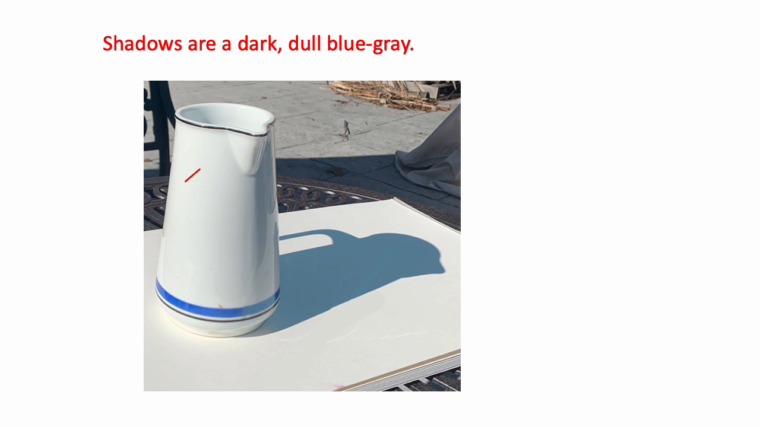This is a picture on a white paper, maybe with a little yellow from the sun. But the shadow is a dark, dull blue-gray. It isn't brown. Brown is a dead color. This is the color you should make your shadows outside.